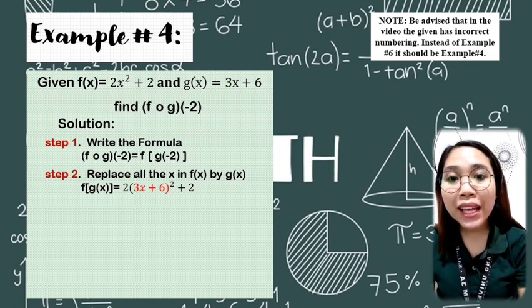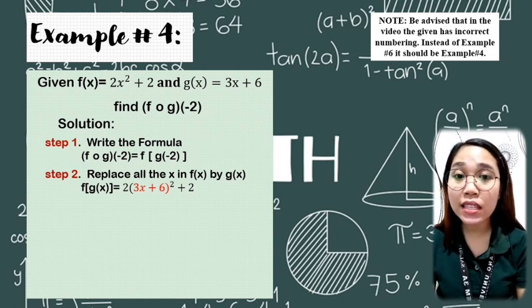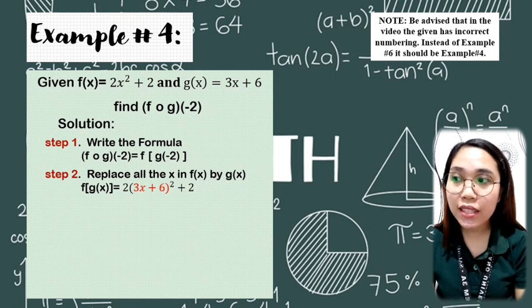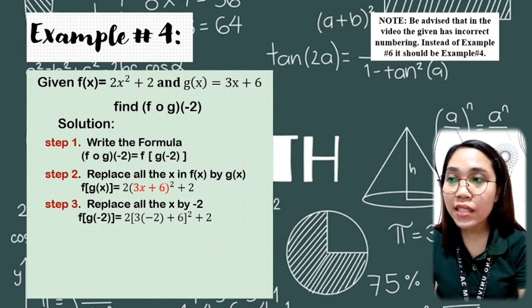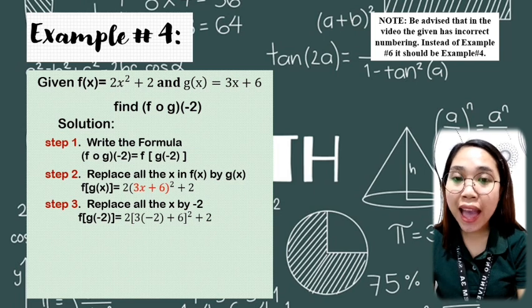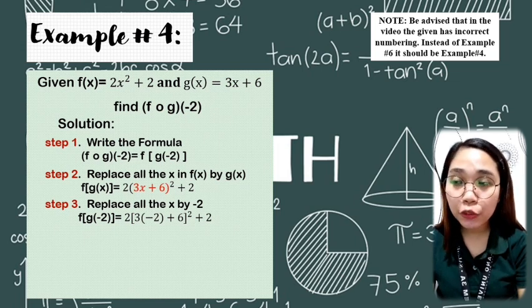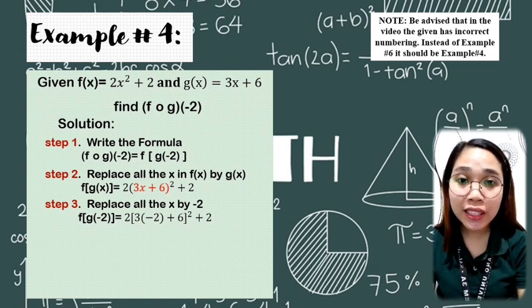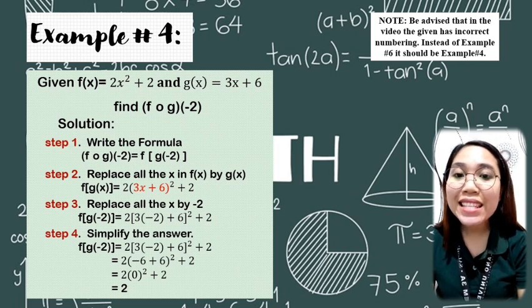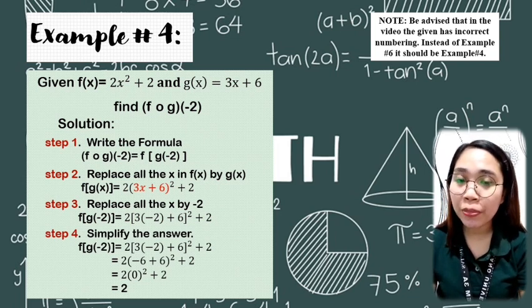Step 2, replace all the x's in f of x by g of x. F of g of x is equal to 2 times the quantity of 3x plus 6 squared plus 2. Step 3, replace all the x's by negative 2. F of g of negative 2 is equal to 2 times the open quantity 3 times negative 2 plus 6 closed quantity squared plus 2. Then step 4, simplify our answer.